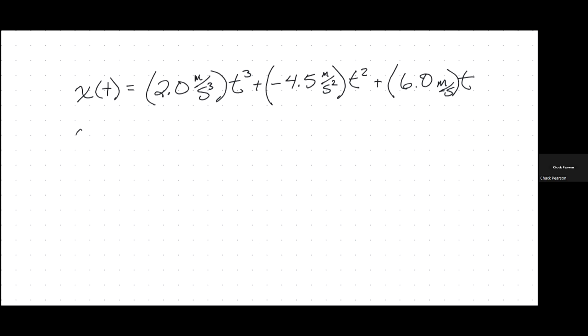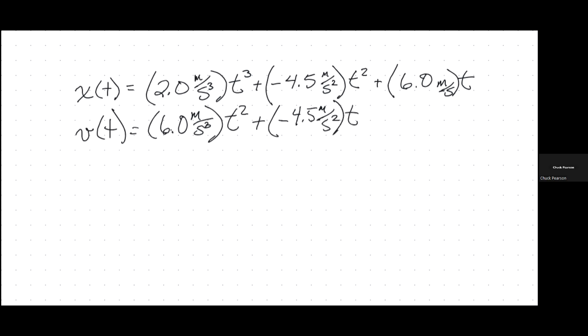V of t is going to be 6.0 meters per second cubed times t squared, plus negative 4.5 meters per second squared times t plus 9.0. Sorry about that, y'all. Let's fix it. 2 times 4.5 is 9.0. That's better. Plus, that's just still 6.0.